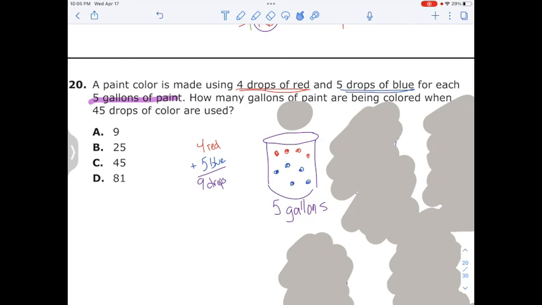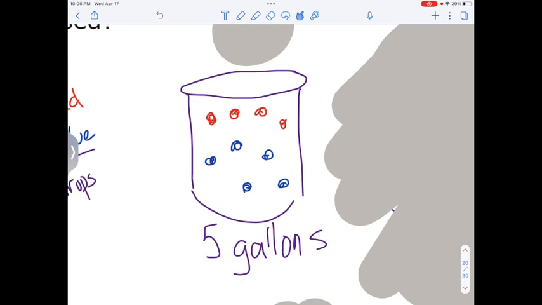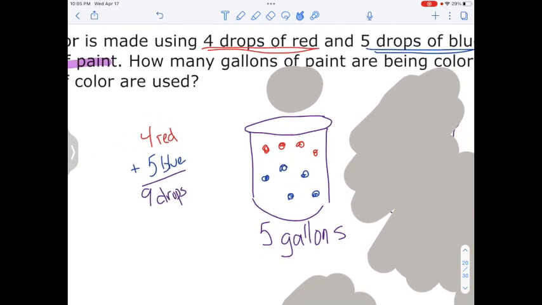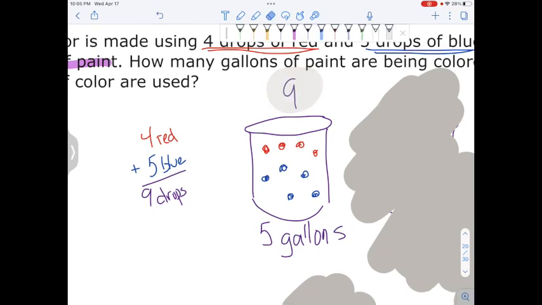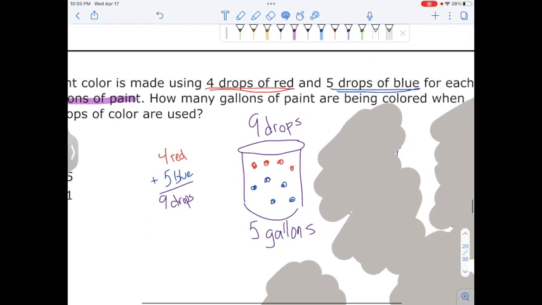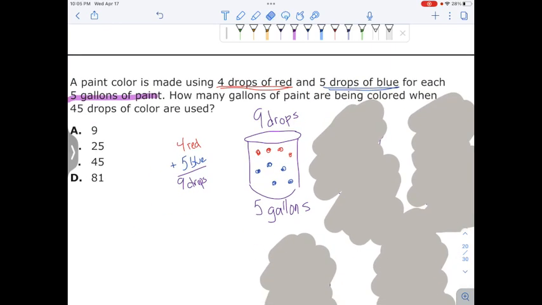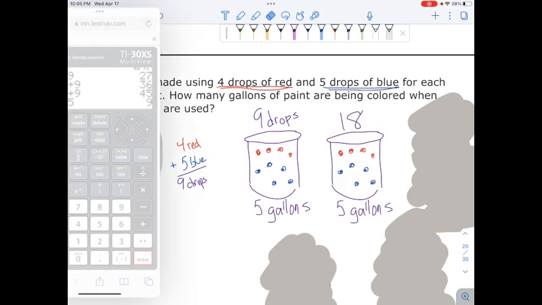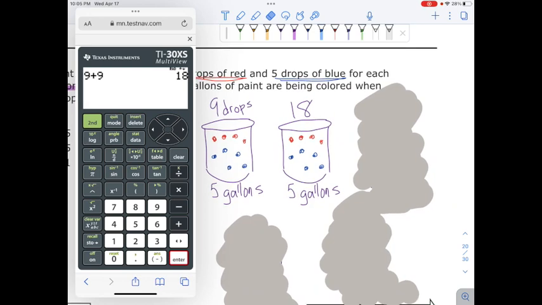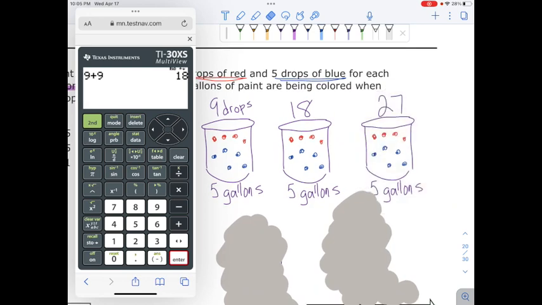The very first thing that I have to think about is, how many drops of color are in this picture? There's 4 red, there's 5 blue, so 4 plus 5 is 9. So when I draw 5 gallons of paint, I know that I need 9 total drops. If I add another 5 gallons of paint, I have to add 9 more drops. So here we go. 9 plus 9 is 18. Cool. If I add another 5 gallons of paint, I have to add 9 more drops. That's what gets me to 27.